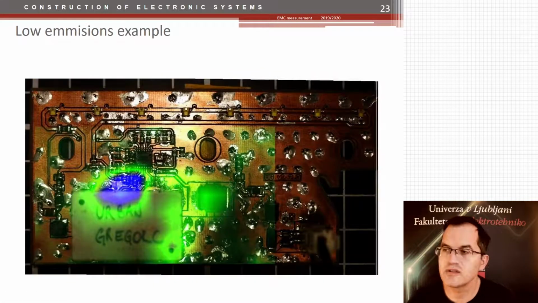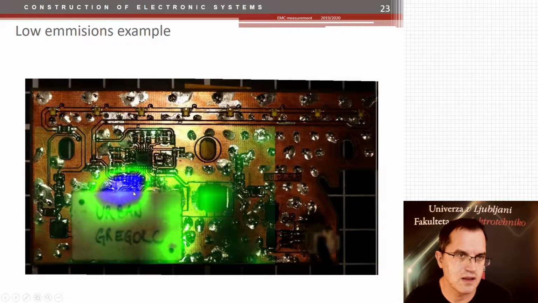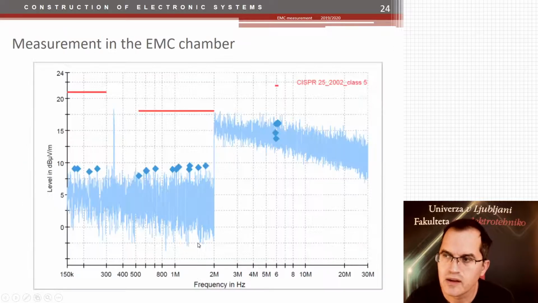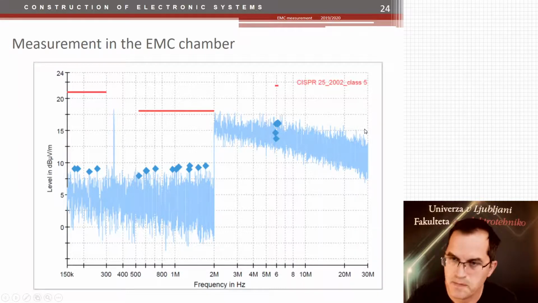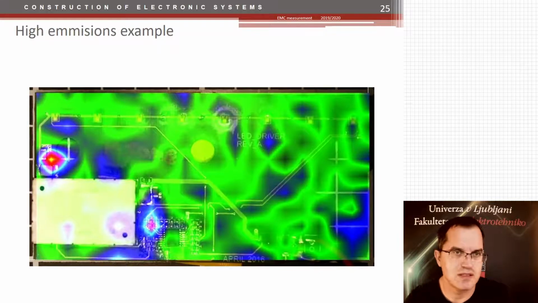So this is how the results look like from a good circuit. You see only a few spots where the radiation is exiting the PCB, and when you measure in a semi-anechoic chamber at SIQ, for example, you see that this device actually passes the hardest test, CISPR 25 class 5. So that's quite promising.